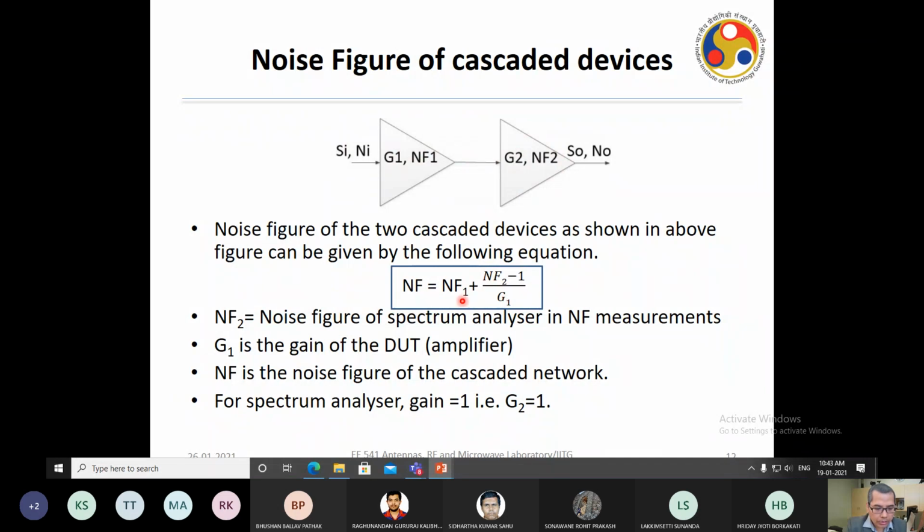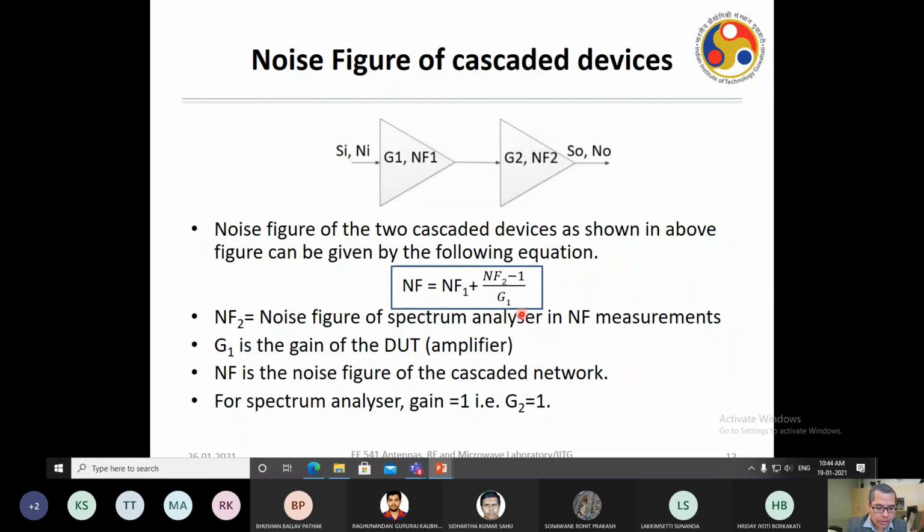What is NF1? It's the noise figure of the first device. NF2 is the noise figure of the second device. G1 is the gain of the first device. What is G2? G2 is the spectrum analyzer, and spectrum analyzer usually has gain equal to 1. Okay, so this is for the spectrum analyzer, this is for the amplifier, and this is the overall noise figure, NF. Overall noise figure of this cascaded series connection of amplifier and the spectrum analyzer is NF.